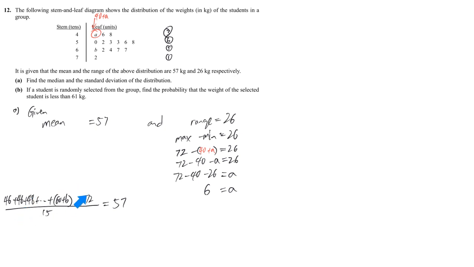So we are trying to evaluate this one. Except for b, we add all the numbers together. We will get 854 together with b, and then it should equal 57 times 15, which is 855. Therefore, b alone is equal to 855 minus 854, which is 1. b is equal to 1. Afterward, we can find out the median and standard deviation.